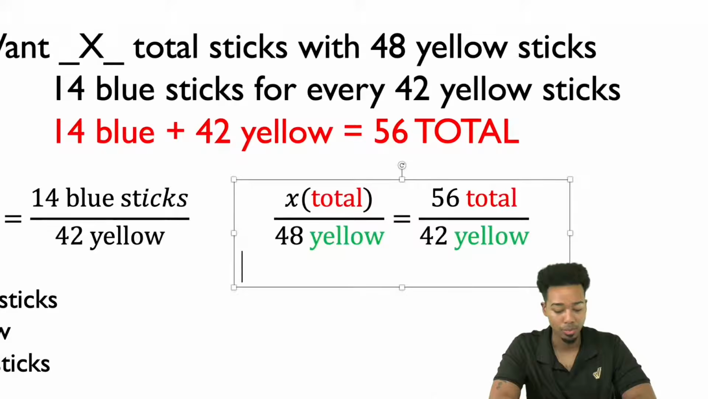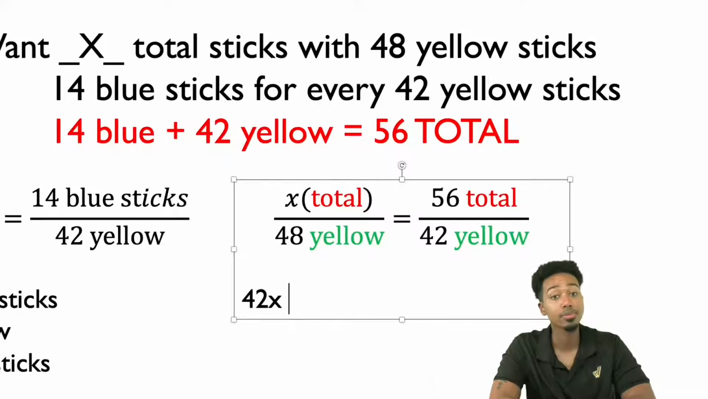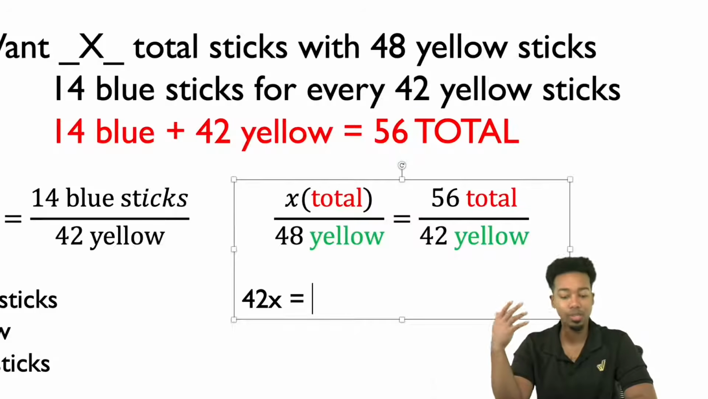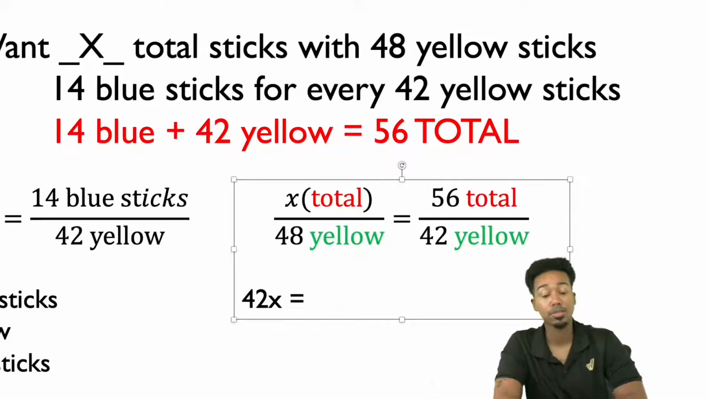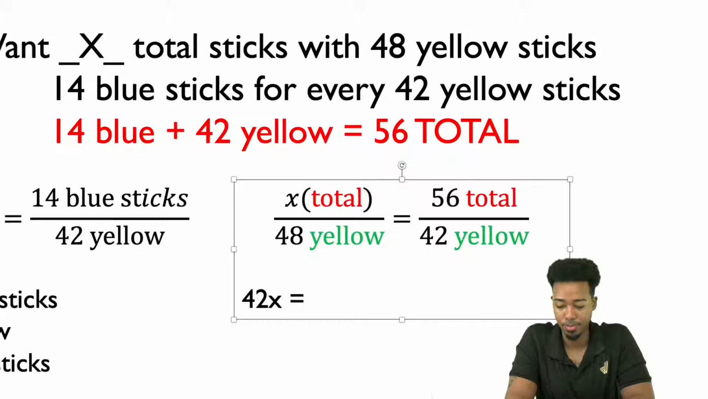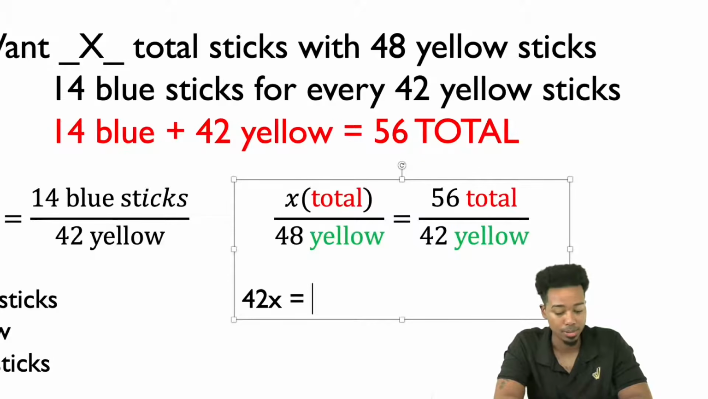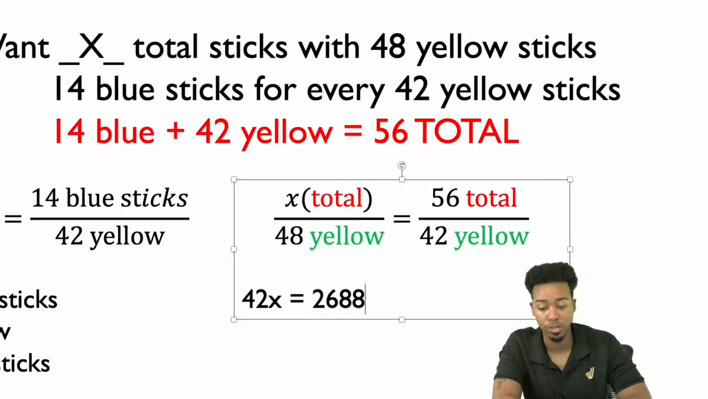So it would really be x times 42 which is 42x. And then you would do 48 times 56. My party people, what did you get when doing 48 times 56? 2,688.